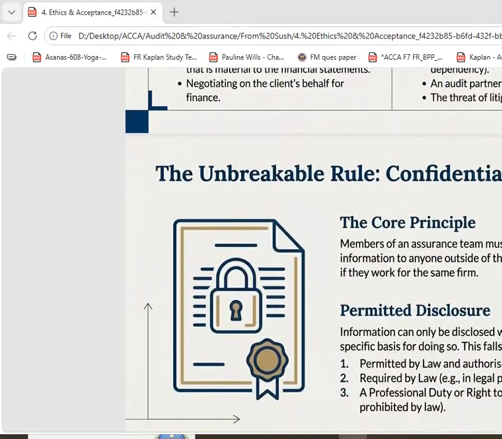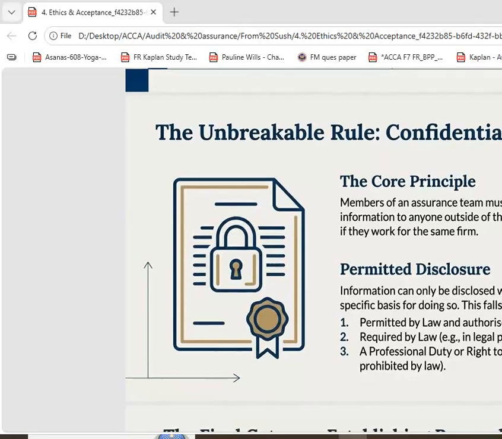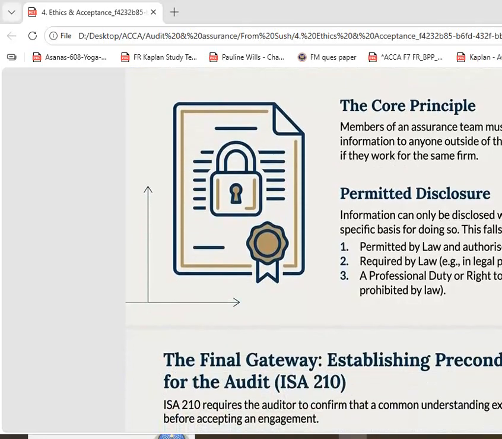The unbreakable rule, confidentiality. The core principle: a member of an assurance team must not disclose any information to anyone outside of the engagement team, even if they work for the same firm. Permitted disclosure. Information can only be disclosed when there is a proper and specific basis for doing so. These fall into three categories: permitted by law and authorized by the client; required by law; and a professional duty or right to disclose where not prohibited by law.